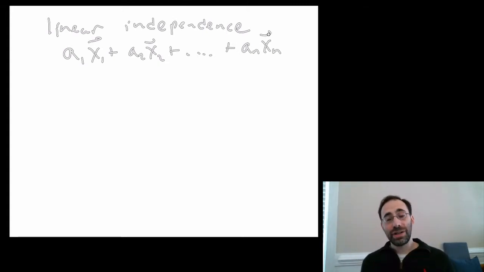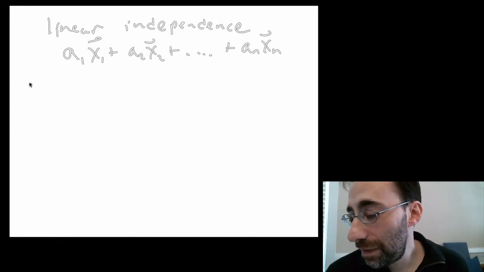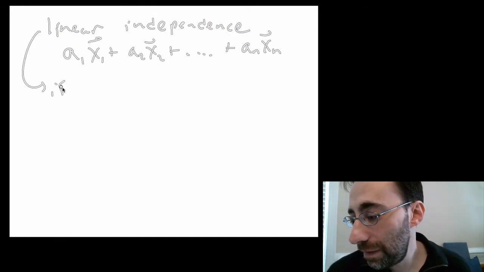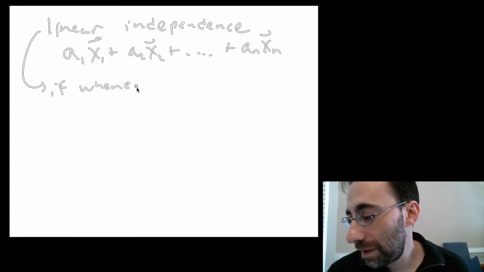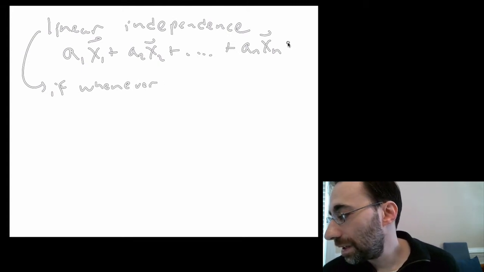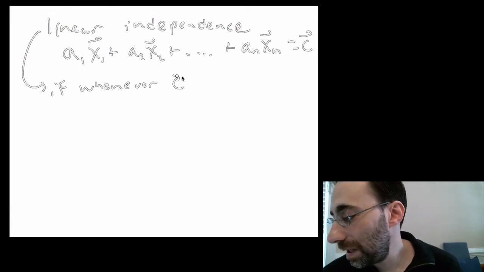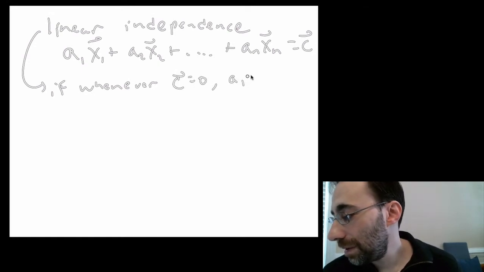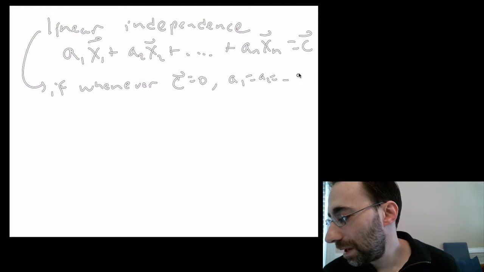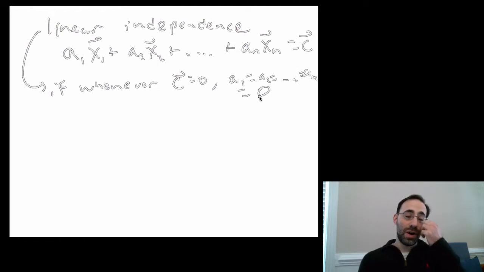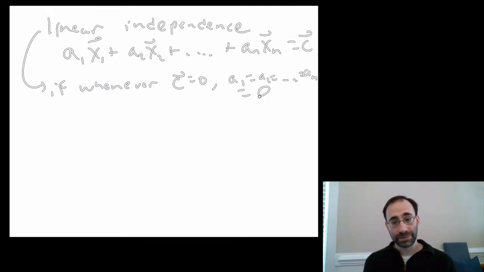A set of vectors is linearly independent if, whenever, I'll just call this combination C for the moment, to make my life easier, whenever C equals 0, a1 equals a2 equals dot dot dot equals an equals 0. In other words, the only way to get a 0 vector out of this combination is if all the coefficients on the vectors are 0.